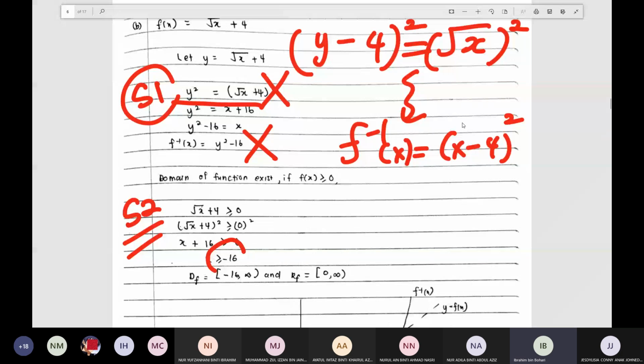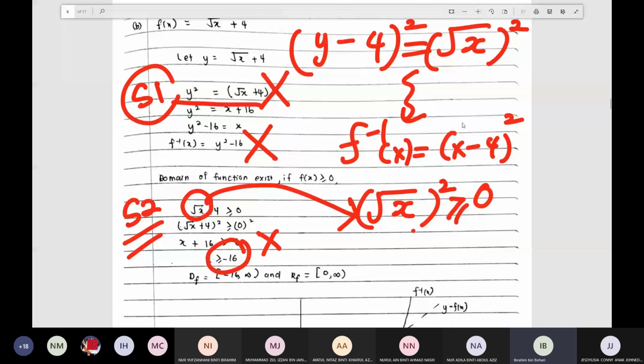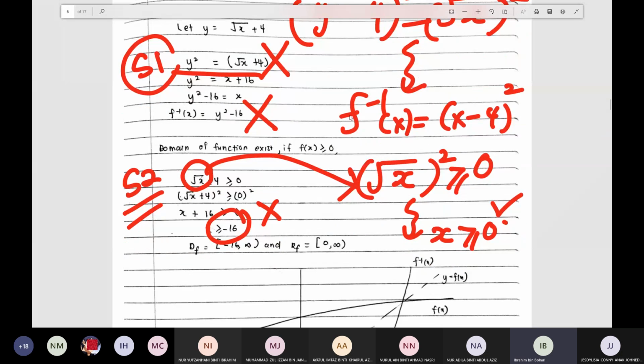Ini pun salah. Sepatutnya this one, you just squaring the third function. You ambil third saja, ya. Third x, you squaring both side, greater than or equal to 0. And the domain here greater than or equal to the 0. Baru dia betul. Ya. Okay.